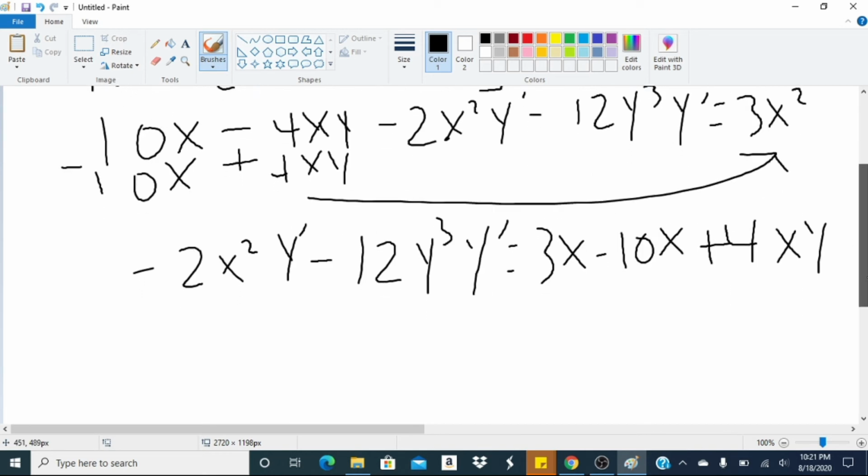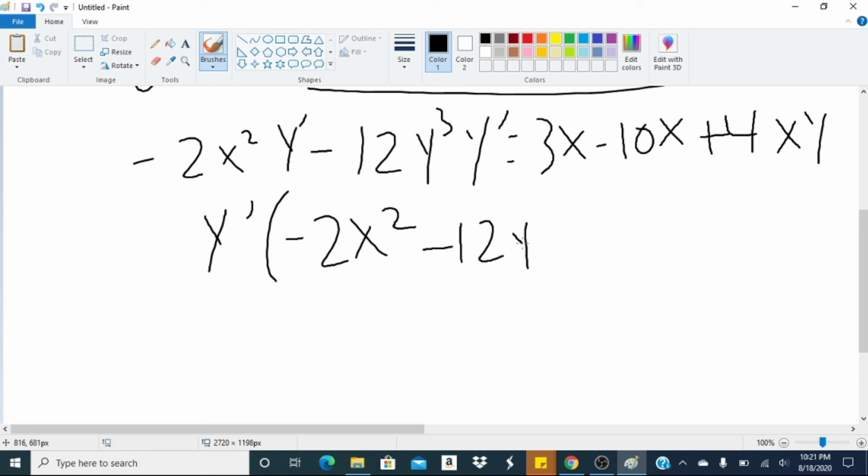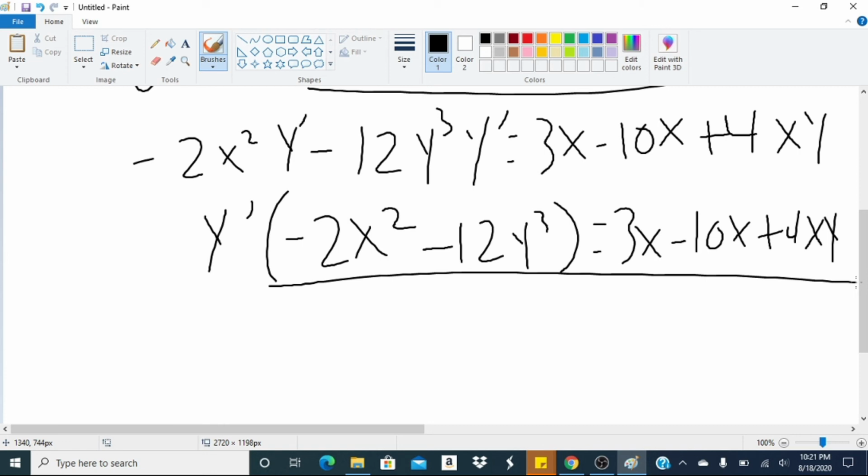Now from here, what we're going to do is distribute out the y prime, as that's what we're trying to find. So it's going to be y prime, and inside the parentheses, it's going to be negative 2x squared minus 12y cubed, equaling 3x squared minus 10x plus 4xy. And then from here, what we're going to do finally is just divide by negative 2x squared minus 12y cubed, as we're trying to find the y prime.